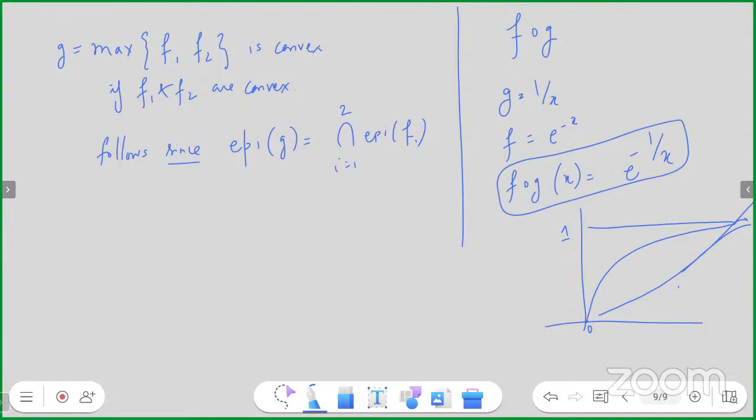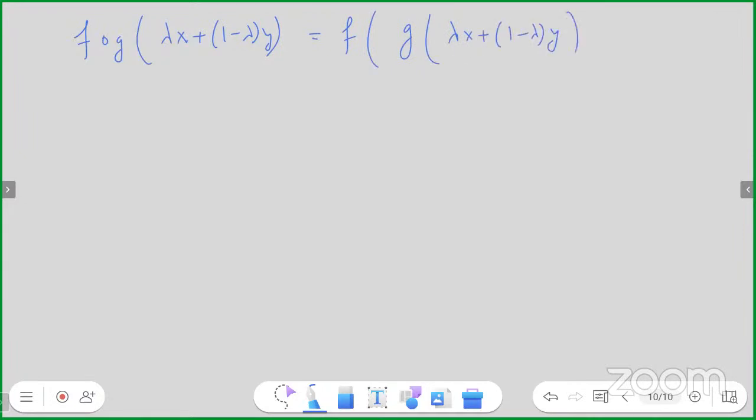Let's try to do this carefully. F of G of lambda x, what is this equal to? F of G of lambda x plus 1 minus lambda y. Okay, so now what do I know? G is convex. So internally I could write something less than or equal to. But if I want to move that here, what do I need? F is non-decreasing. Okay.